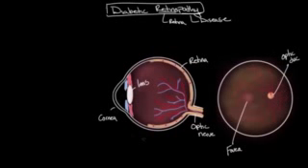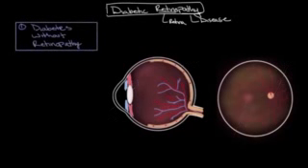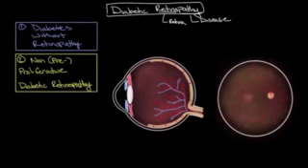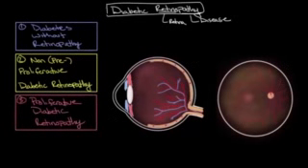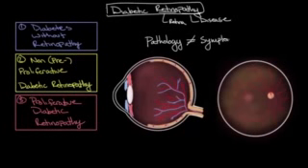Now that we have a very basic general orientation to the eye and the retina, let's use this drawing to discuss the three stages of diabetic retinopathy. They are diabetes without retinopathy, non- or pre-proliferative diabetic retinopathy, and proliferative diabetic retinopathy. One thing that's important to note is that these stages of diabetic retinopathy are defined by their pathology, not by the clinical presentation or their symptoms.